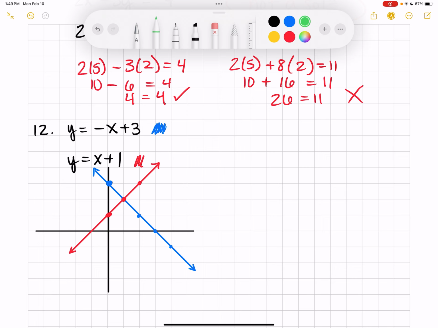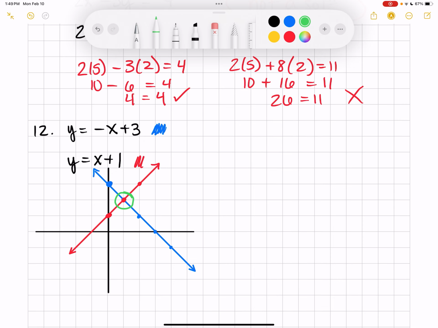So now my point of intersection is right here. Okay? So this point is 1, 2. Okay, so this is the point 1, 2 that I've circled. So if I've done this correctly, that's the solution to both equations.